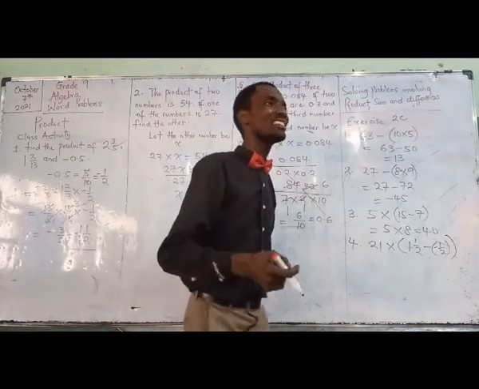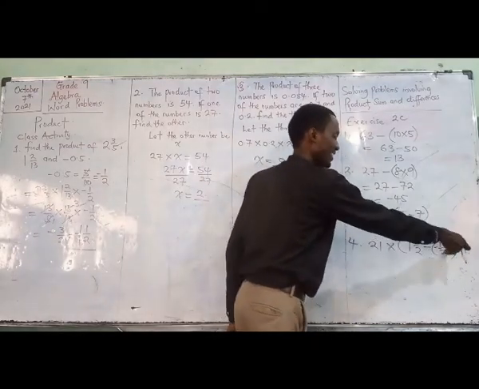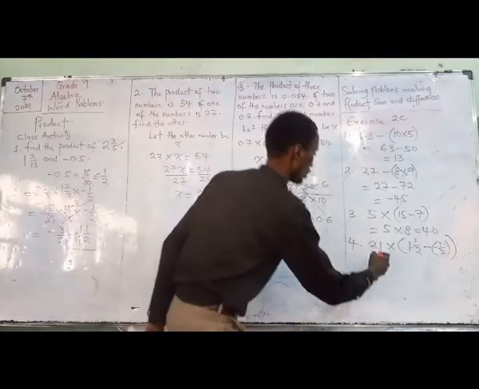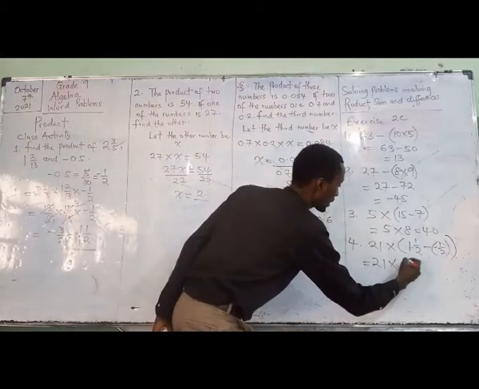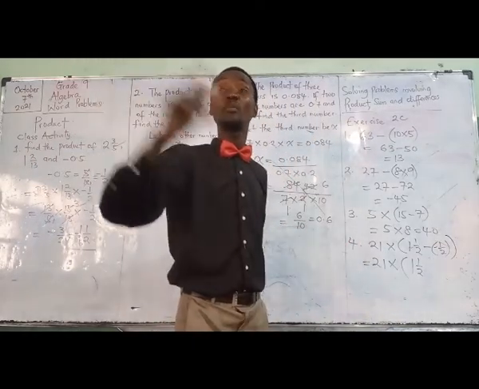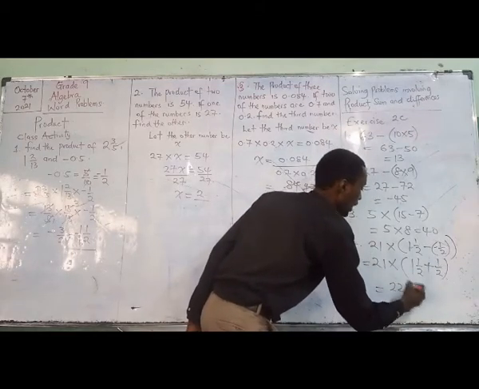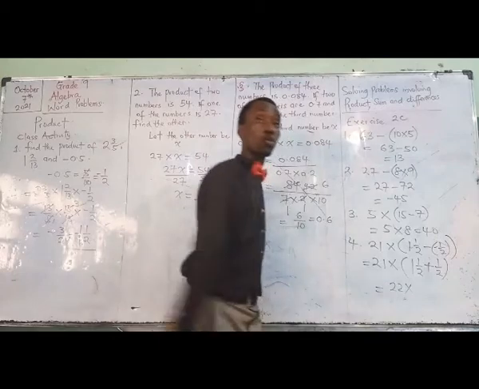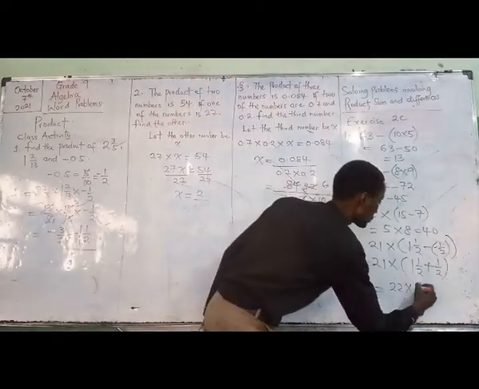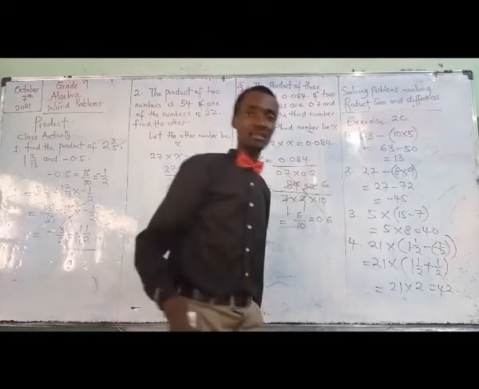If they had said the sum of 1 half and negative half, the approach would be different. But here you have to add. So this will be 21 times 1 over 2. Negative times negative will always give you a positive. That will be plus half. And this will be 21 times, half plus half is 1, 1 plus 1 gives you 2. And that will be times 2. That will be 42 as your answer.